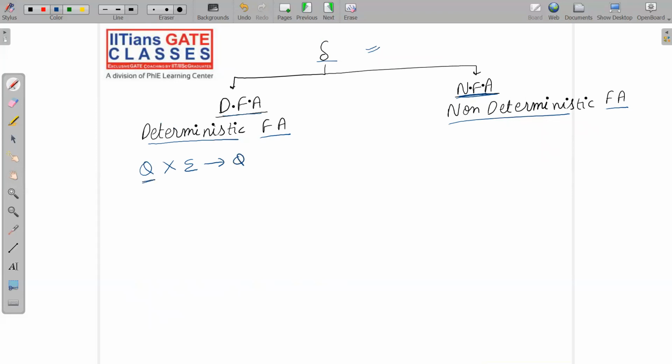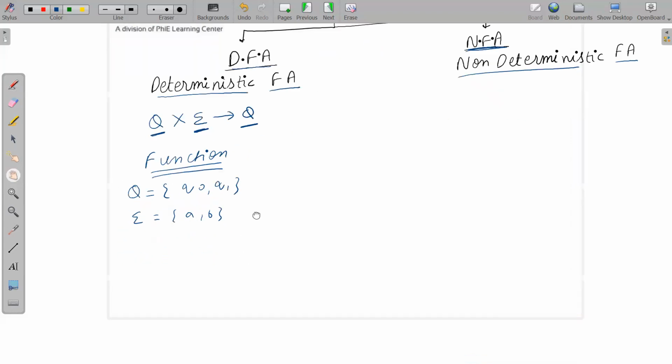So FA is at any state Q. It has read some input symbol, then it will go to exactly one state. And I am saying it again and again, it is a function. Since it is a function, I hope you have already studied functions. If the set of states is Q naught comma Q1 and the input alphabet sigma is A comma B, then I have to define each and everything. I cannot leave anything out.